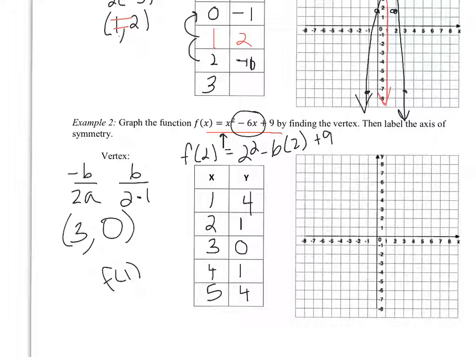And you can check that on your own. I'm going kind of fast. So now I'm going to plot these points: (3, 0), (2, 1), (1, 4), (4, 1), (5, 4). Graph my parabola, and then label my axis of symmetry. It's the vertical line, and it goes through 3, so it's x equals 3.